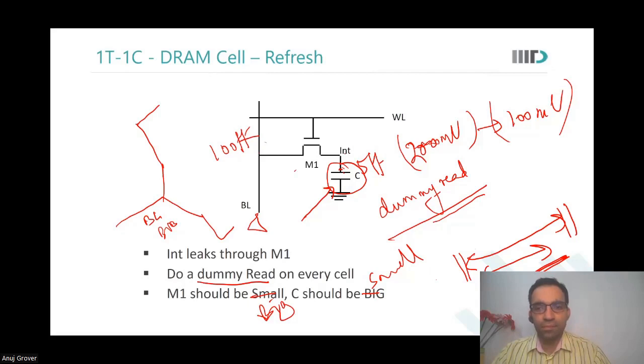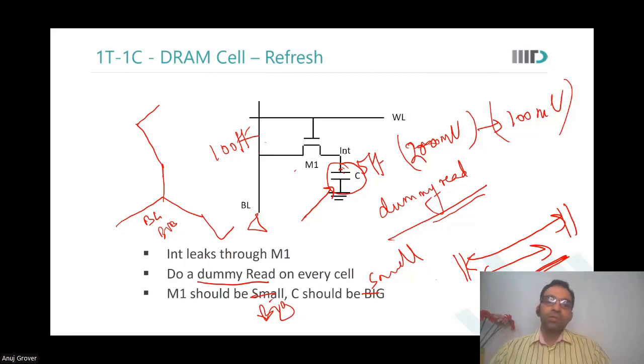Sir, how does increasing the size of the capacitor lead to an increase in the dummy read duration? Interval, not duration, interval.